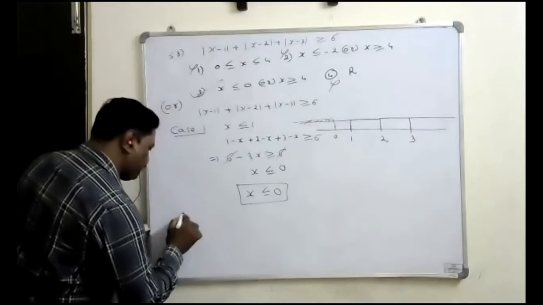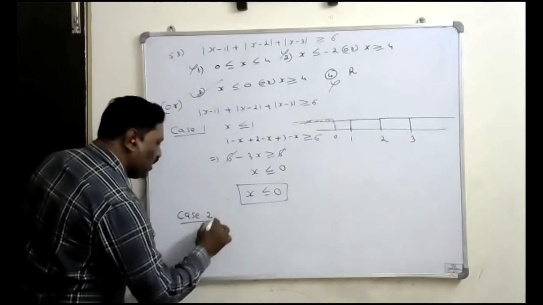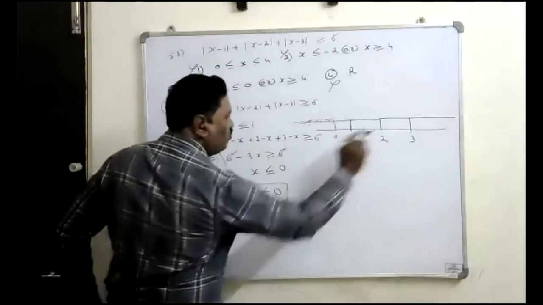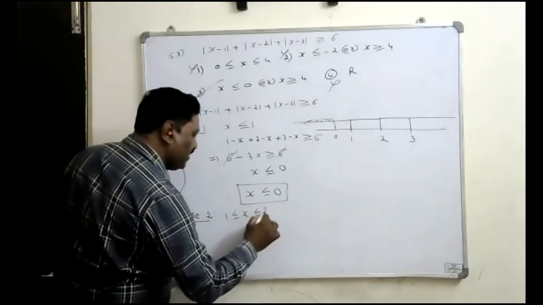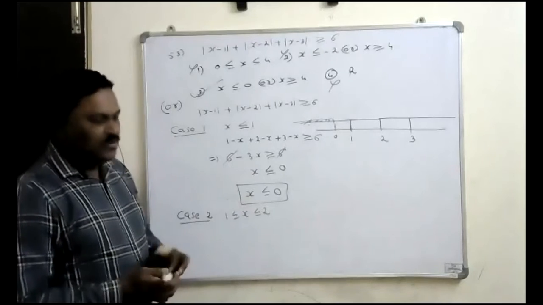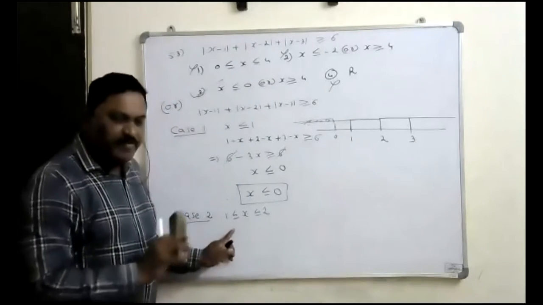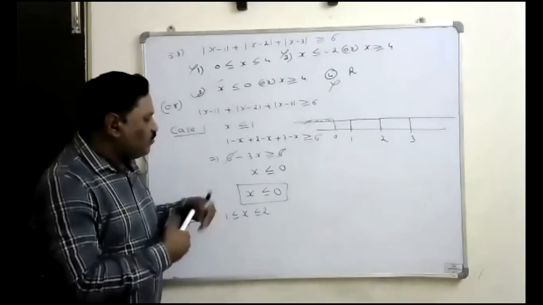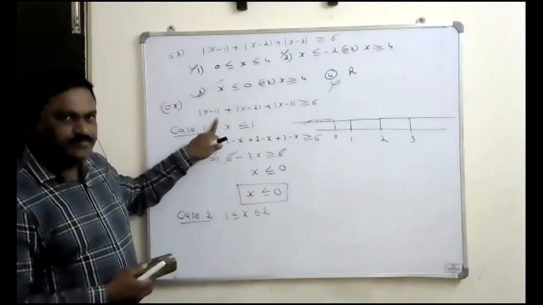Now, second case, case 2. I will take x value between 1 and 2 now. 1 less than or equal to x less than or equal to 2, I will take in the second case. X value I am taking more than 1. What about x minus 1? Is it positive or negative?